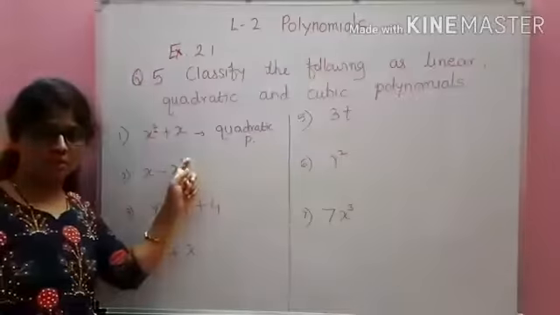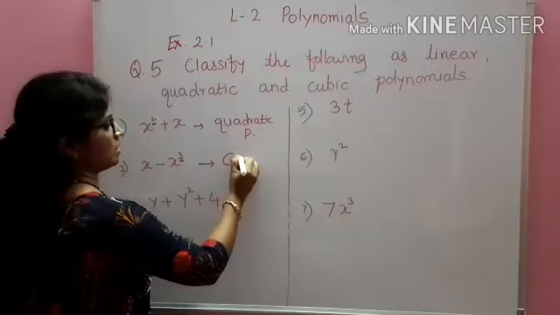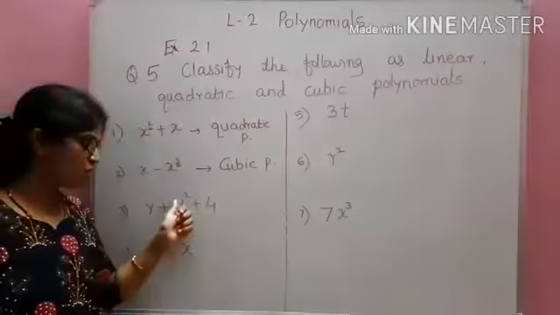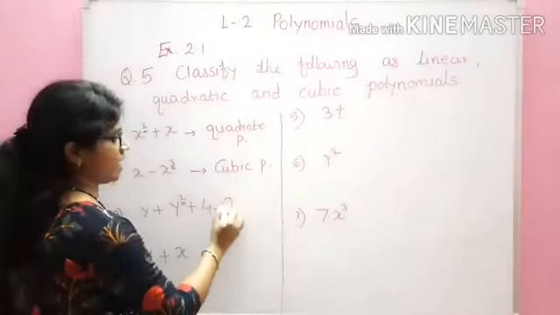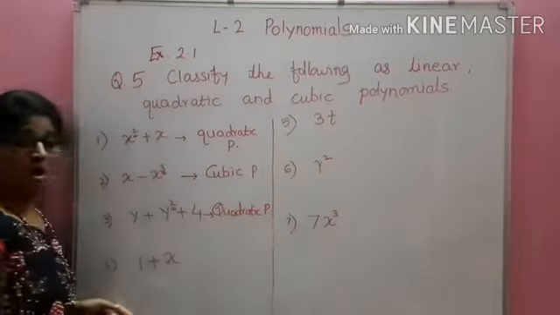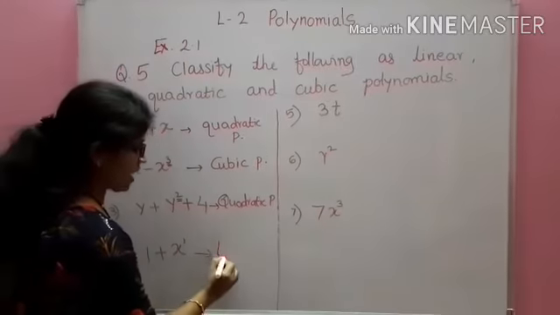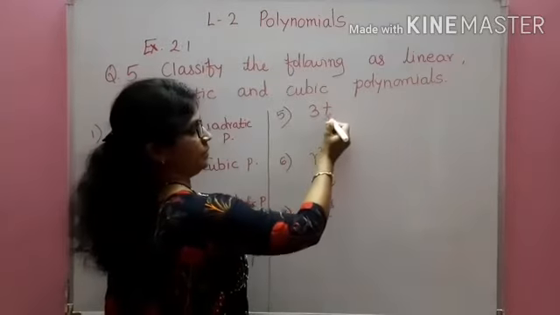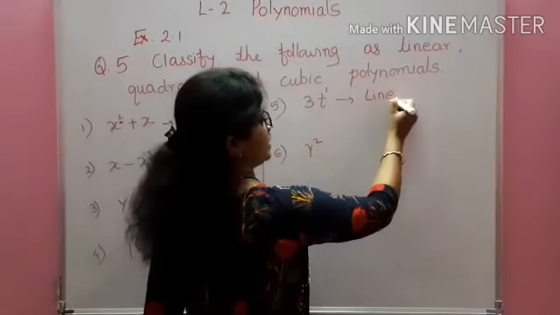x minus x cube. Here what is the highest degree? It is 3. So it is known as cubic polynomial. Next, y plus y square plus 4. The highest degree is 2. So it is known as quadratic polynomial. 1 plus x. What is your degree? Highest degree? 1. So it is known as linear polynomial. Next, 3t. What is the degree here? 1. So here it is known as linear polynomial.